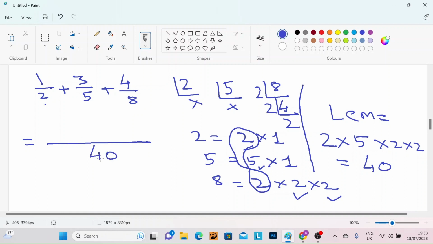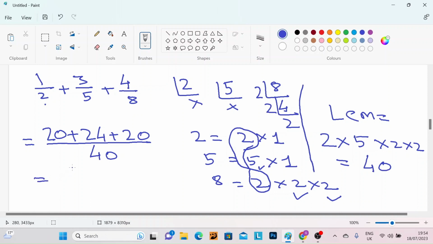Now, if we divide 40 by 2, we get 20. If we multiply 20 with 1, we get 20. If we divide 40 by 5, we get 8. If we multiply 8 with 3, we get 24. If we divide 40 by 8, we get 5. If we multiply 5 with 4, we get 20.